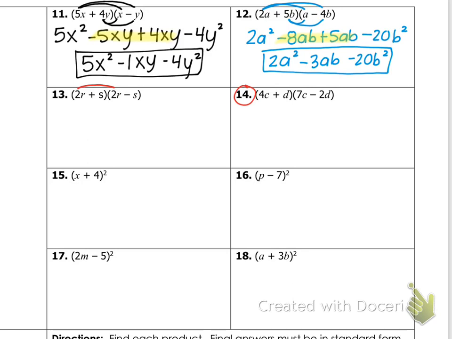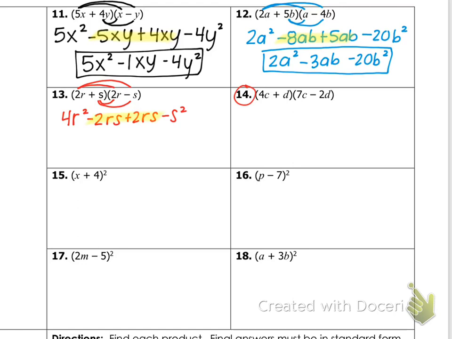Okay, I want you to try number 14, but we're going to do 13 together. So 2r times 2r is 4r squared. 2r times negative s is negative 2rs. So notice I'm putting r before s because of alphabetical order. And it's a negative because 2 times negative s is negative 2rs. And then that's going to be a positive 2rs. And then s times negative s is negative s squared.